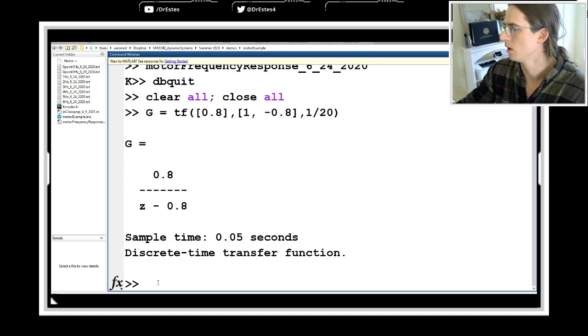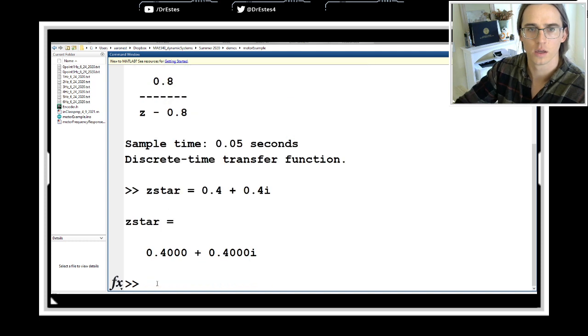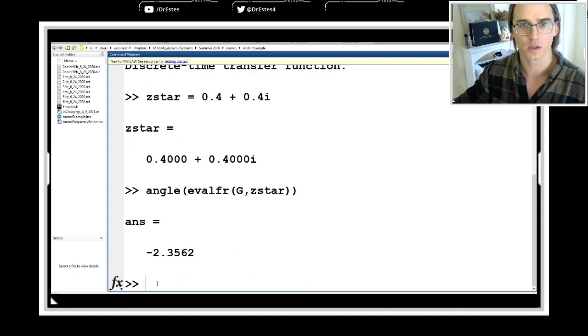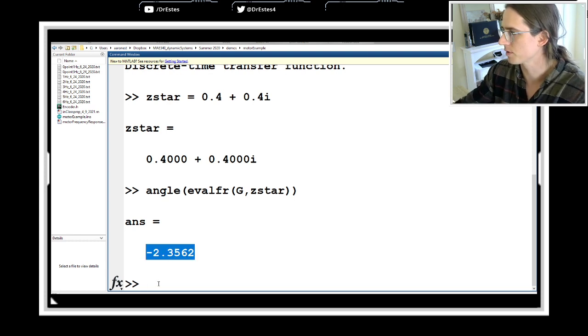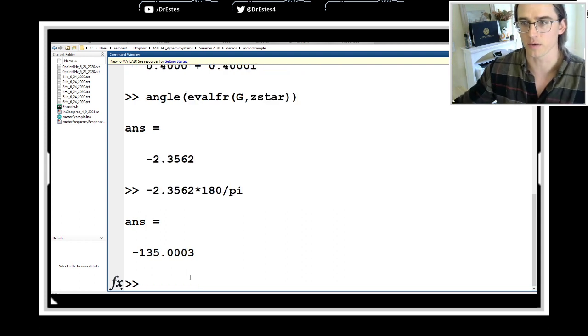Okay. And then in my case, z star is 0.4 plus 0.4i. So I can evaluate G at z star and take the angle. This should give me the angle in radians, which should be 135 degrees, but it's going to be minus 135. So this is 2.3562. If I convert this to degrees, you multiply by 180 over pi, and it's minus 135.